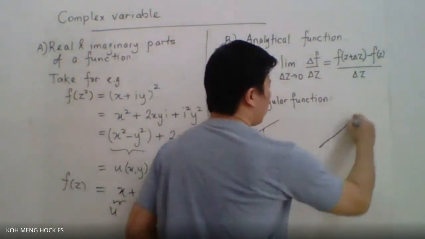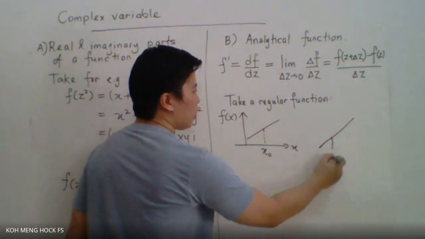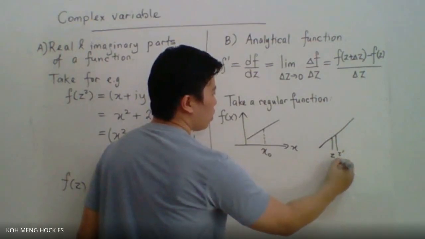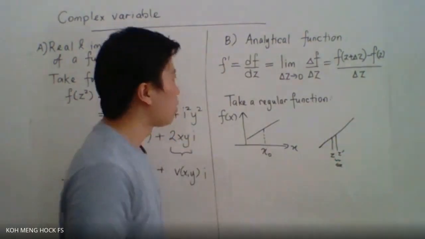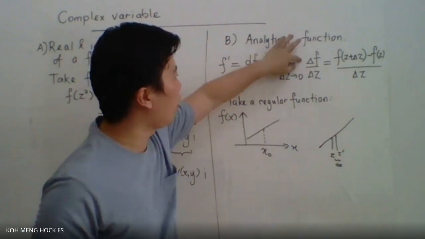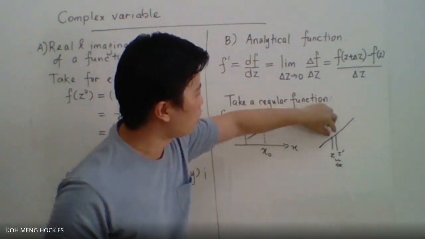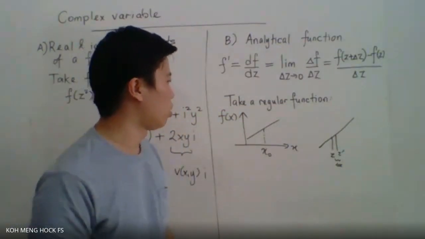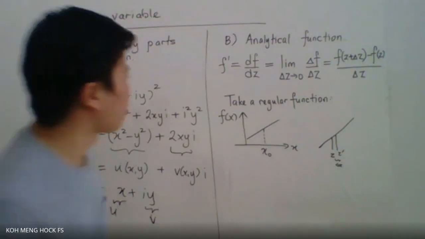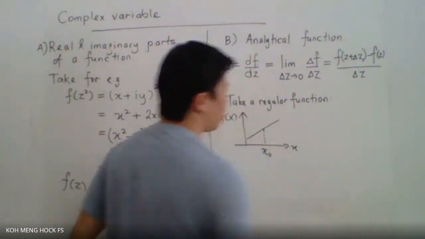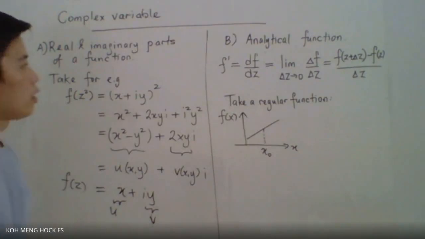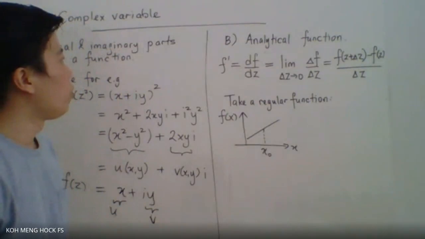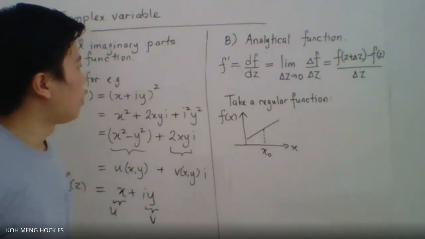So let's just draw a line, and now let's say this is z, and this is z prime. So this is delta z. So delta f divided by delta z is just the change in the y-axis divided by the change in the x-axis. So this is normal. That is the differentiation part.